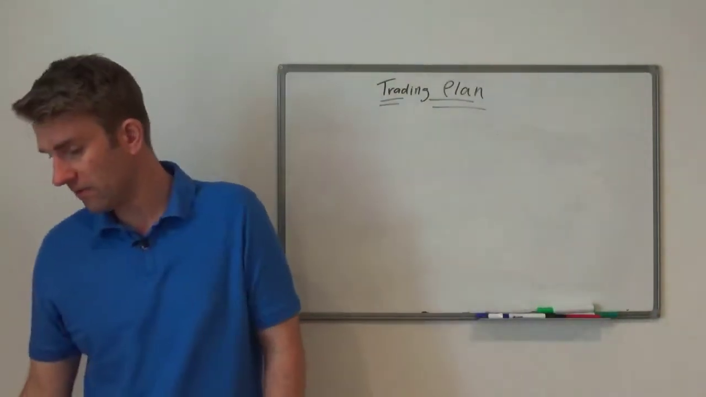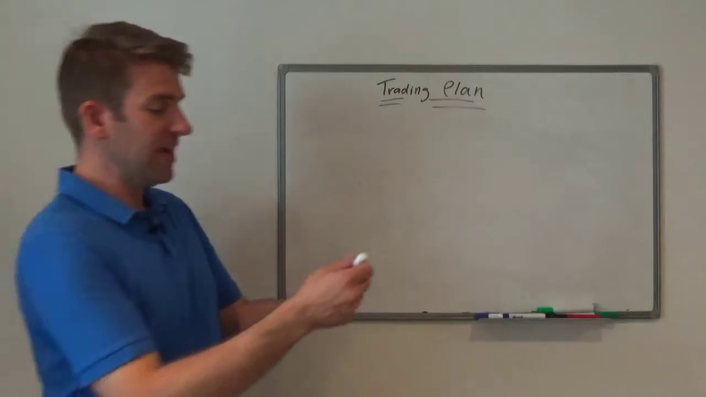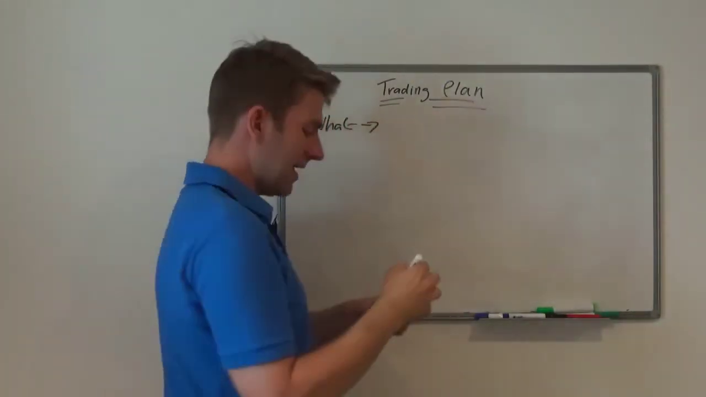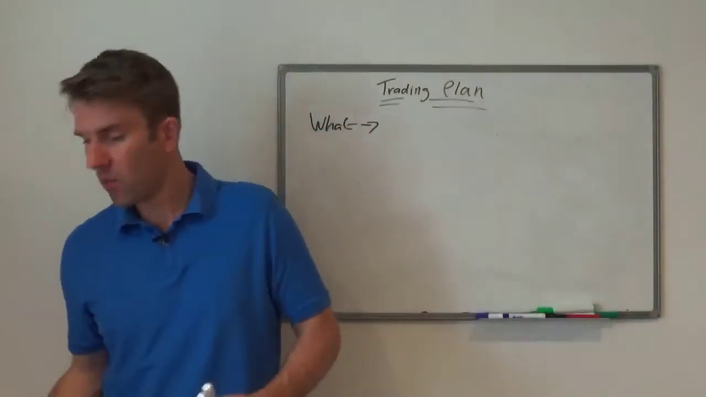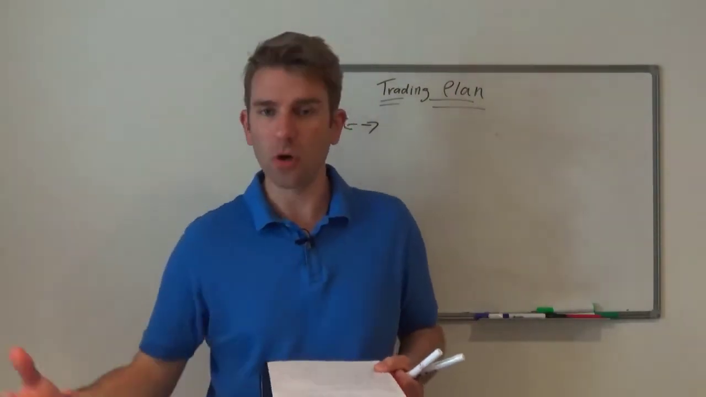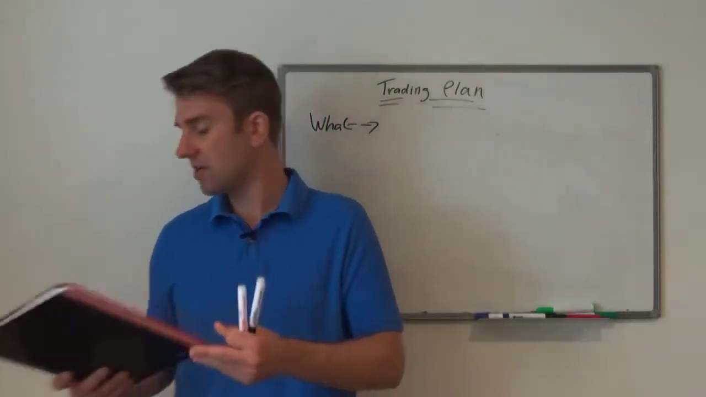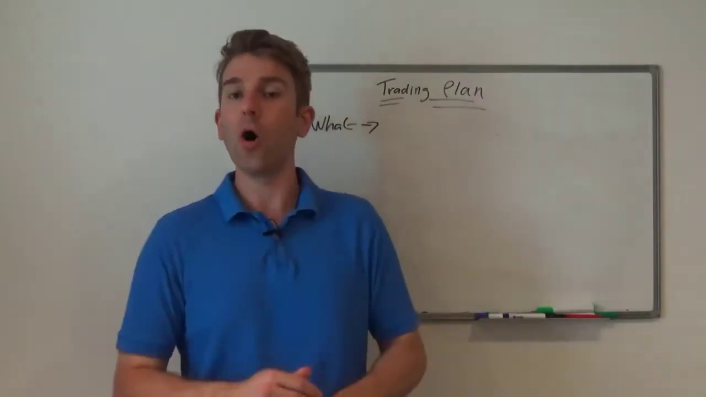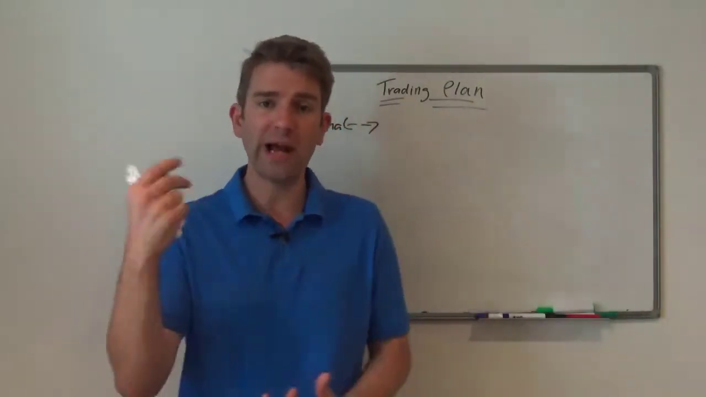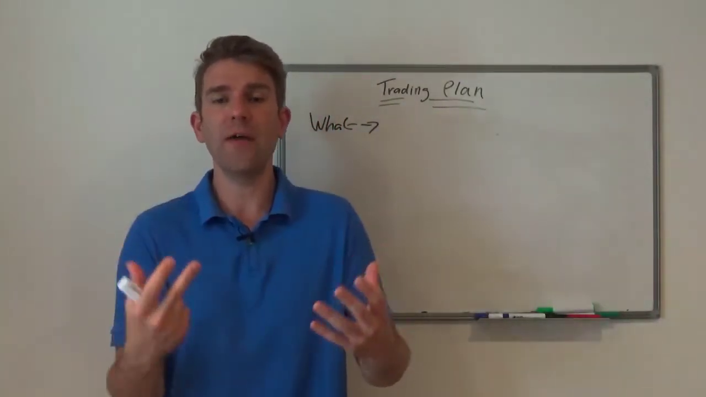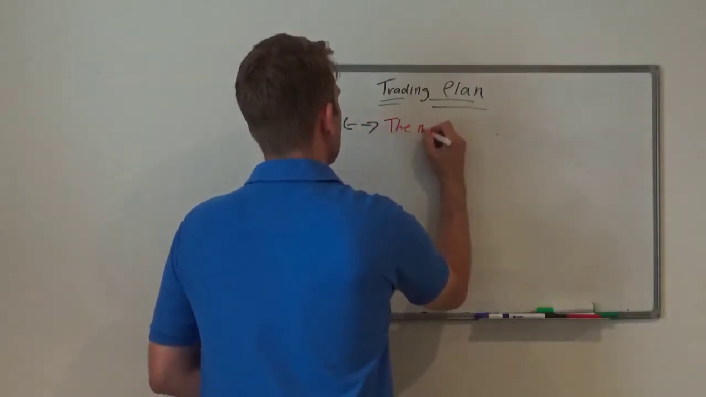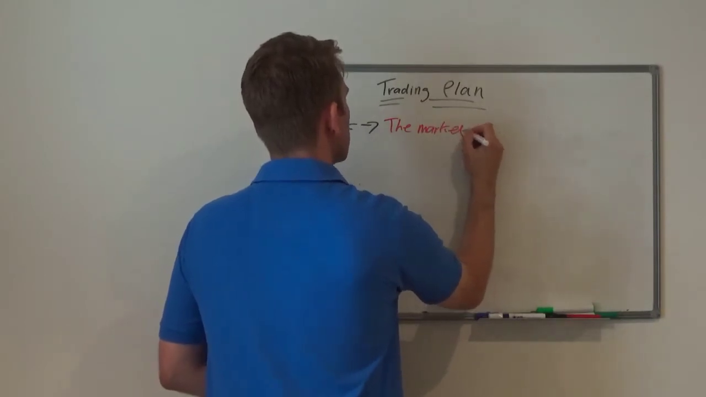The first component is the what. The what is: what am I going to trade? In other words, what markets will I trade? Will I trade US stocks? US indices? Currencies? Options? Commodities? Do I want to become a gold and silver specialist, or a crude oil and natural gas specialist? Softs? You get the idea. You have to nail down exactly the market that you want to trade.